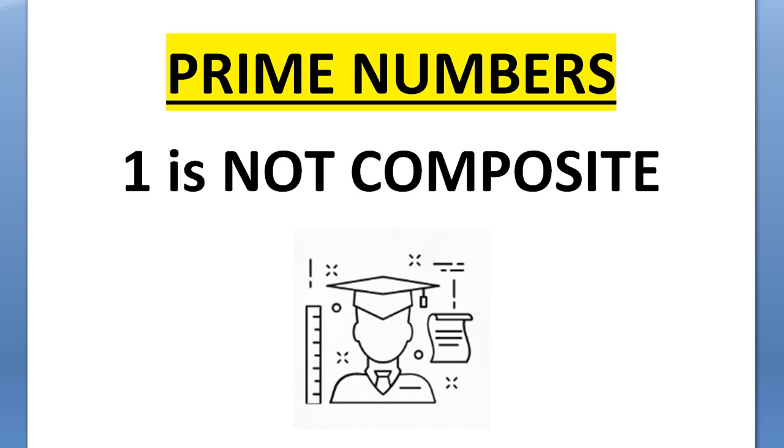So in a previous video I showed that 1 should not be classed as prime, and I gave arguments for that. Now I'm going to show that 1 should not be classed as composite, and I'm going to present an argument for that too.